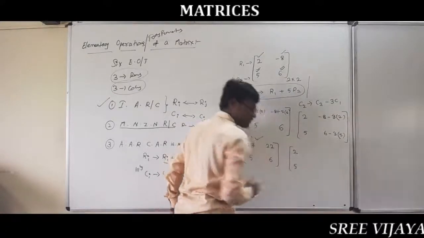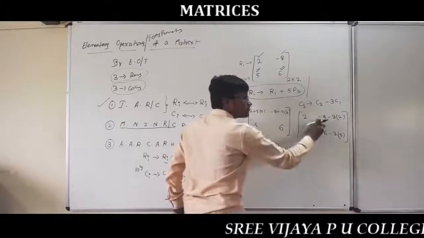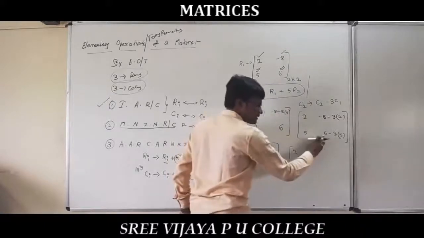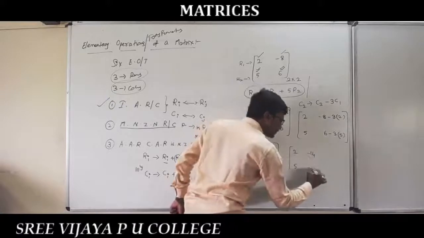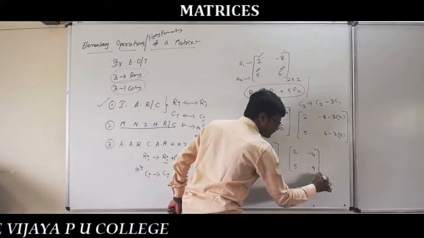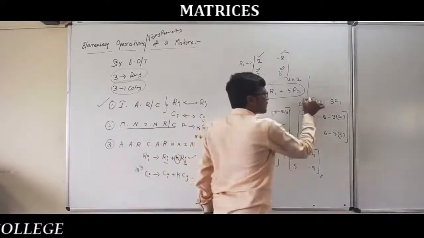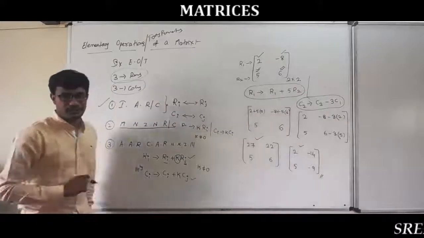2, 5. Minus 8, minus 3 times 2 is 6. Minus 8 minus 6 is minus 14. 6, 3 times 5 is 15. 6 minus 15 is minus 9. So this is the required matrix for the given elementary operation or transformation.